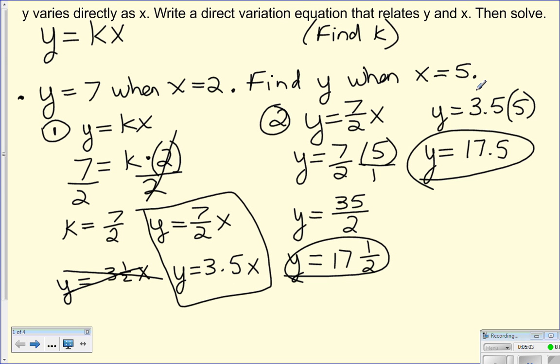One thing I do want to talk about is the graph. This 3.5 is a positive slope. The 7/2 is a positive slope. If you remember, we've been talking about slope and how that represents a unit increase. We can use either one of these to graph. So we're going to graph now.